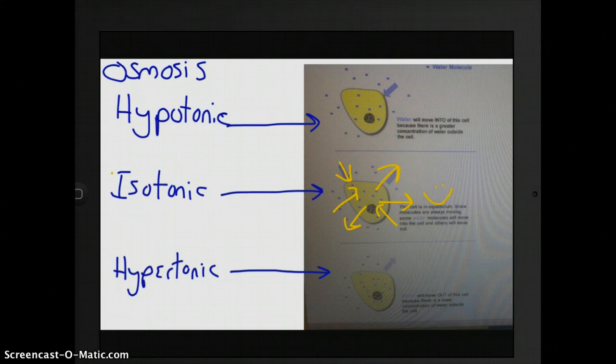Or you could have a hypotonic solution. In a hypotonic solution, water is going to move into the cell. The cell is going to swell. The cell will swell up. This is because there's more water on the outside and less water on the inside. Hypertonic. When you have a hypertonic solution, the cell loses water and begins to shrivel. Water will move out of the cell because there's less water on the outside of the cell than the inside.